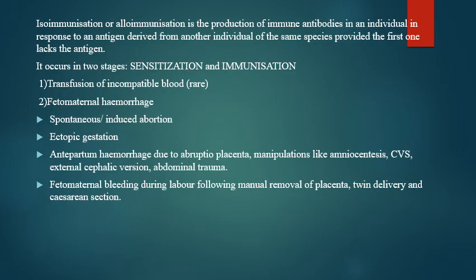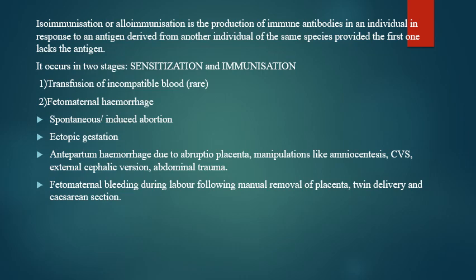So isoimmunization or alloimmunization is the production of immune antibodies in an individual in response to an antigen derived from another individual of the same species, provided the first one lacks the antigen. It occurs in 2 stages: sensitization and immunization. It may occur following transfusion of incompatible blood, which is very rare, or it may occur because of feto-maternal hemorrhage.